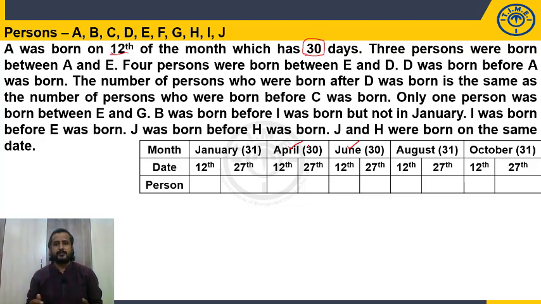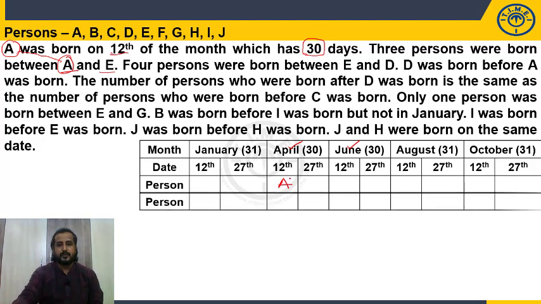But we have done only one statement, right? Let's add some more points. 3 persons were born between A and E. Again, we have a link statement with A and E. So, in continuation also, we have a link with A, right? So, better to place the A. Okay. So, in one case, A will be here. And what will be the other case? June 12th. So, A must have been born in the month of June and on 12th. Now, what is given?